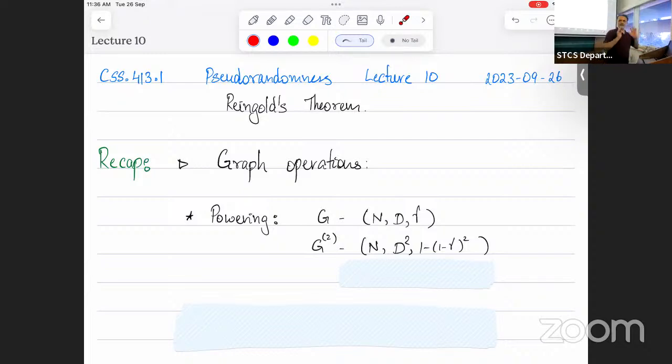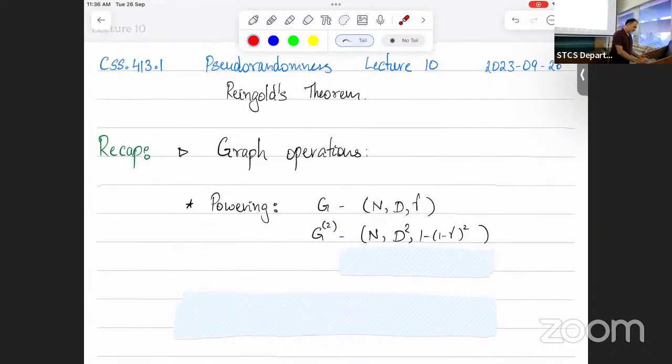So I'd like to go through a slow recap where we go over the graph operations that we had, the constructions that we built last time, and so on, and then eventually get to Reingold's result. Okay, so there were basically three operations that we saw.